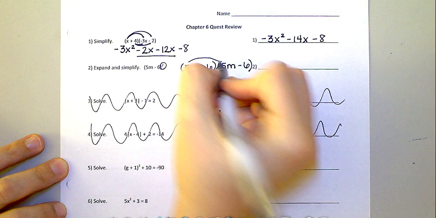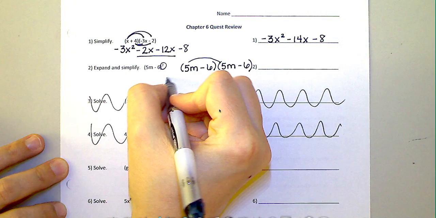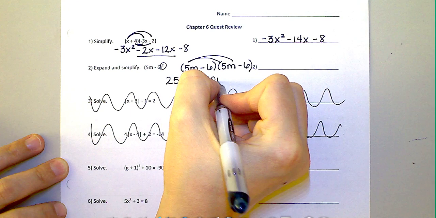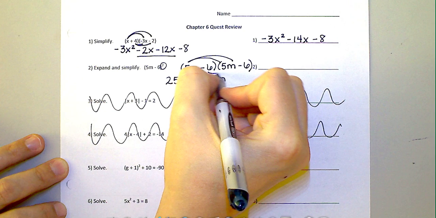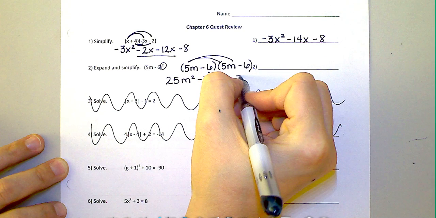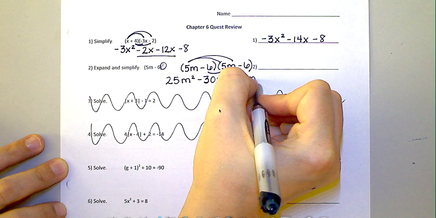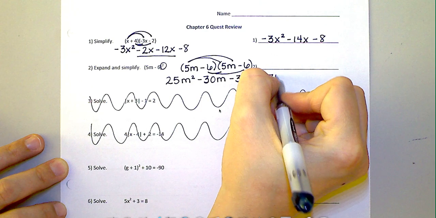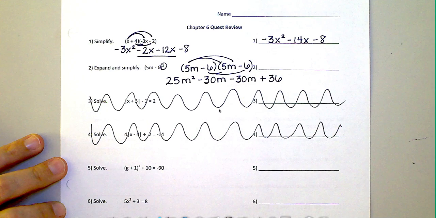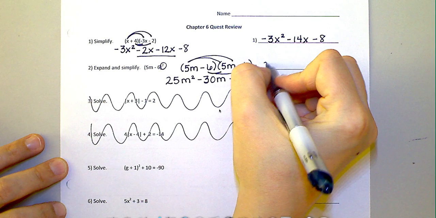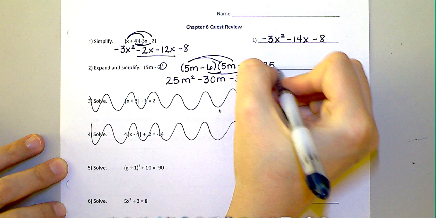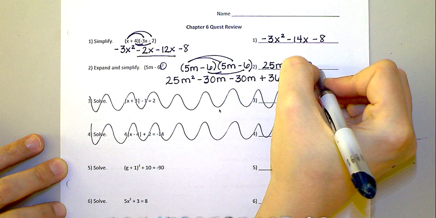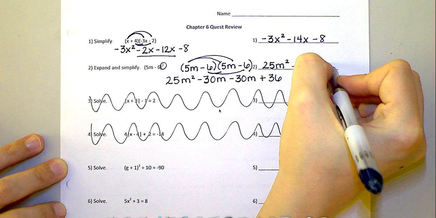5m times 5m, that's 25m squared, negative 30m. Negative 6 times 5m is also negative 30m. And negative 6 times negative 6 is positive 36. So when I condense that and put my like terms together, I end up with 25m squared minus 60m plus 36.